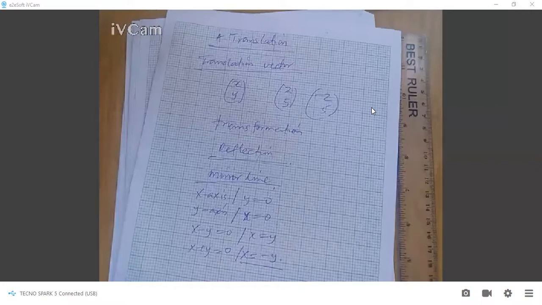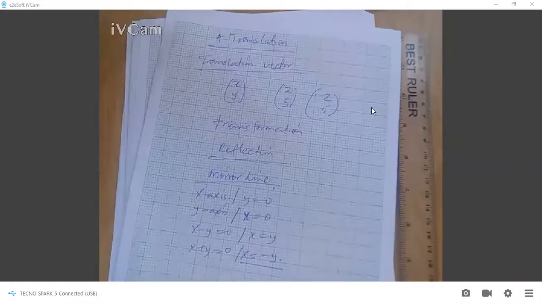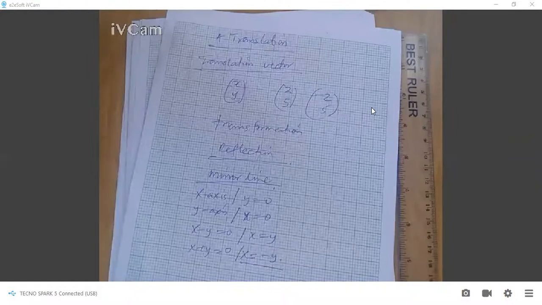Then another property you need to know is that the line joining the object to its image meets or cuts the mirror line at 90 degrees. That is what you need to know. It is perpendicular to the mirror line. Okay, we are going to use that to be able to generate what we call the matrices of reflection. We're going to use those properties.